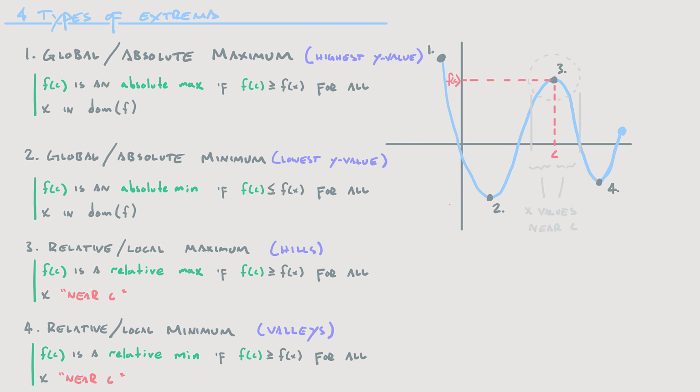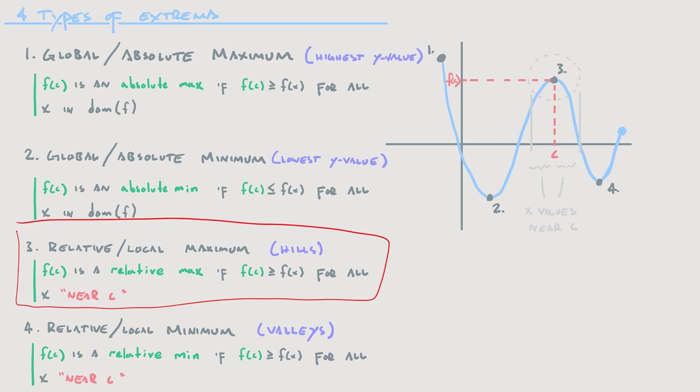If we focus on maybe number 3, okay, so here we're talking about a relative or local maximum. It says f of c is a relative max if f of c is greater than or equal to f of x for all x that are near c.